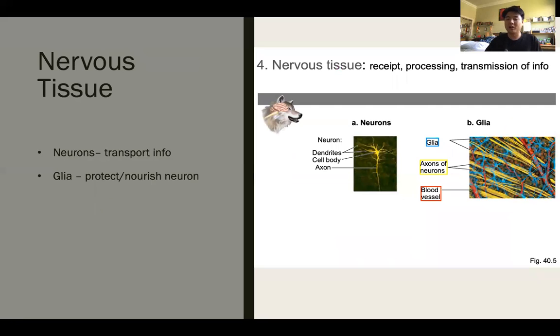Nervous tissue, we're going to talk a lot about these later, but all you have to know is we have neurons and we have glia. Neurons transport info while glia protect and nourish neurons.